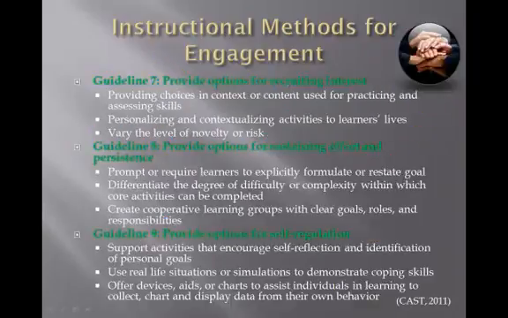Last is engagement, and by doing this we provide options for recruiting interest. We can provide choices in context or content, personalize and contextualize activities to learners' lives, and vary the level of novelty or risk. We can also provide options for sustaining effort and persistence. We can prompt or require learners to explicitly formulate or restate goals, differentiate the degree of difficulty or complexity of the task, and create cooperative learning groups with clear goals, roles, and responsibilities.